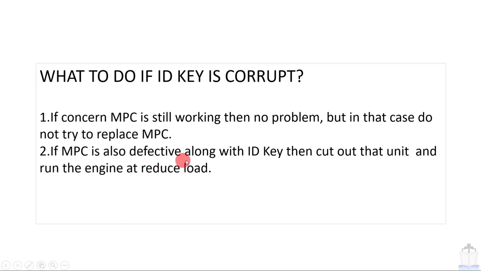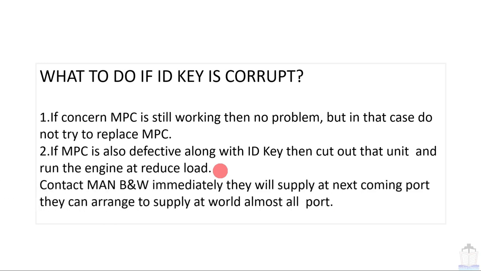If the MPC is also defective along with the ID key, then cut out that unit and run the engine at reduced load. The cutout you will do in case of CCU only. If it happens in the ACU, then discard that ACU, and if it happens in EICU and ECU, then obviously you already have a spare one. That is, if ECU A is defective, then ECU B is already in working condition. So there is no need to worry.